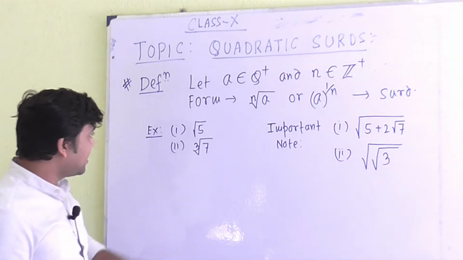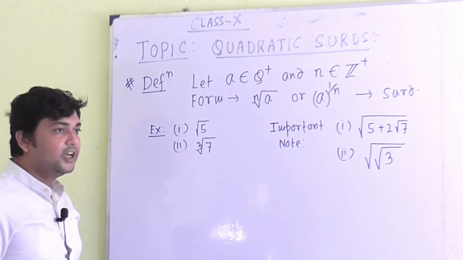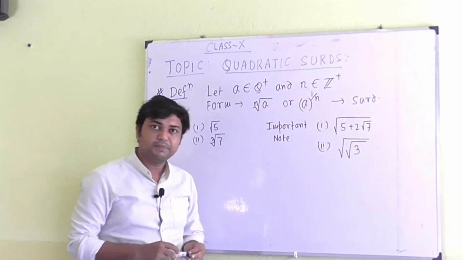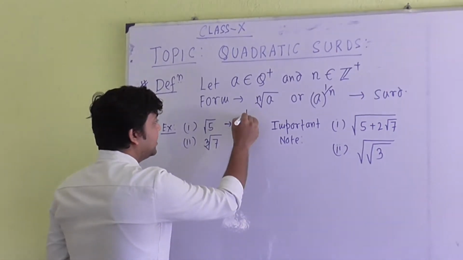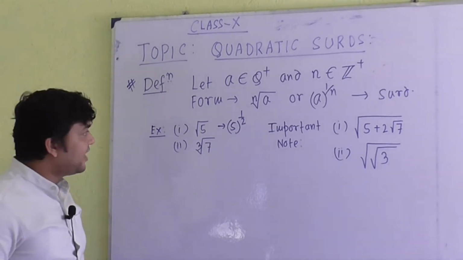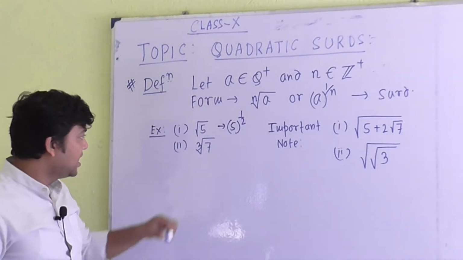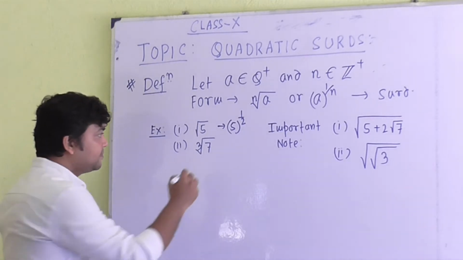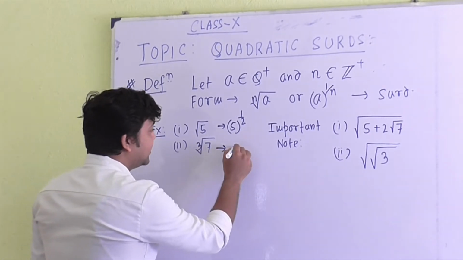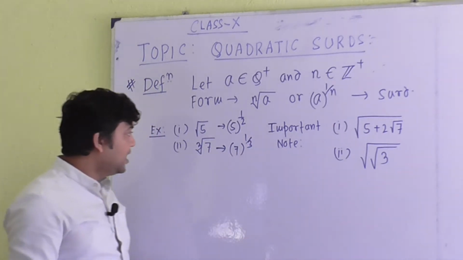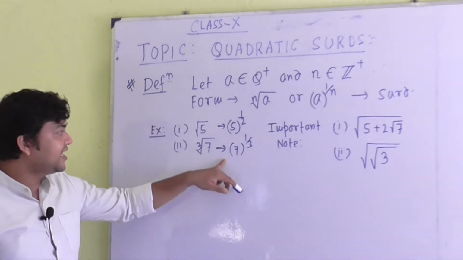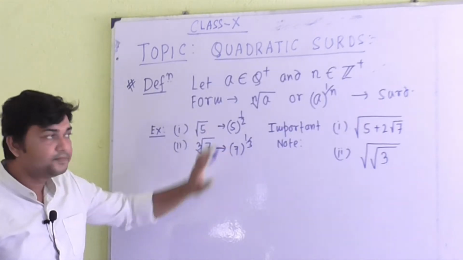Now, if we take an example like root 5, it is an example of a surd, because root 5 can be written as 5 to the power 1 by 2. Cube root of 7, what is it? It is 7 to the power 1 by 3. It is another kind of surd. It is known as cube root, and the other is square root.